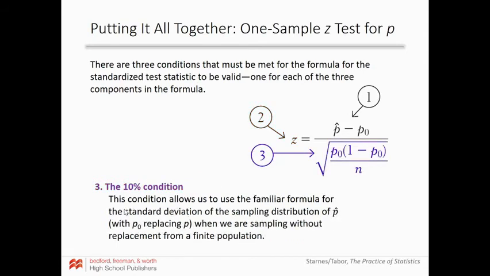And the third condition is the 10% condition, which allows us to use that formula that we've seen quite a few times for the standard deviation. We saw it for p hat, now we're using it with p naught times 1 minus p naught divided by n. We can use that because of the 10% condition. It says that the sample is less than 10% of the full population, so it doesn't change the actual population that much when you're sampling without replacement. So we're able to use this formula because of it.